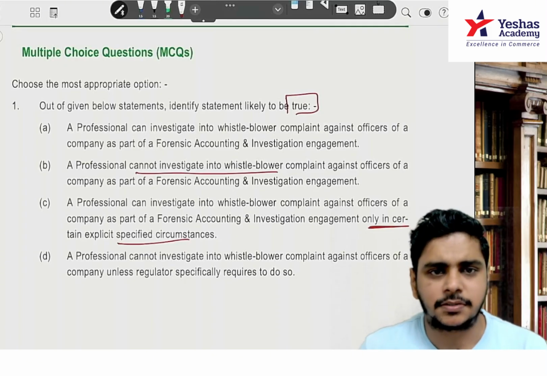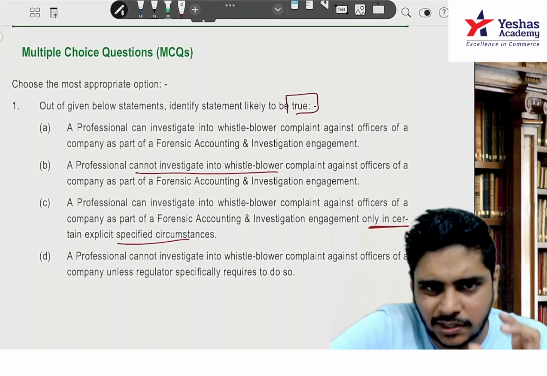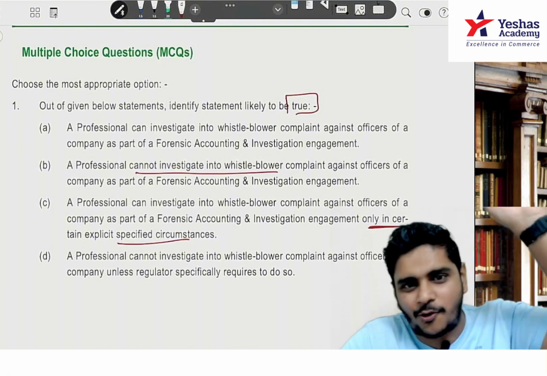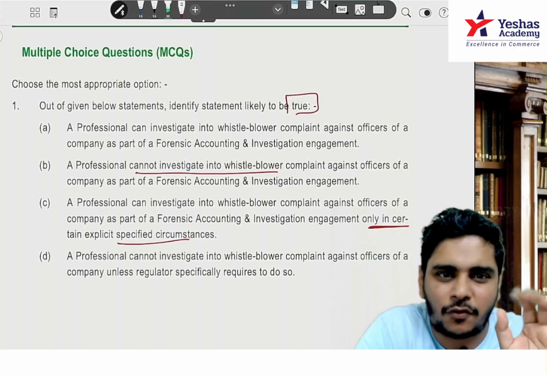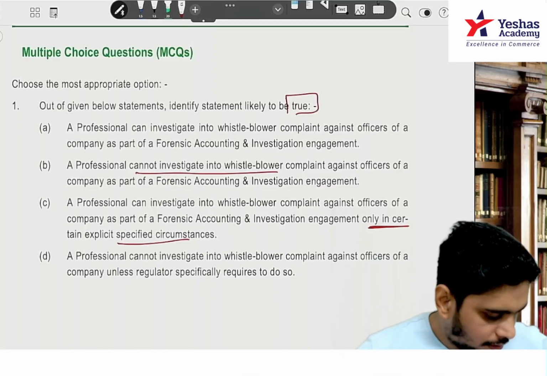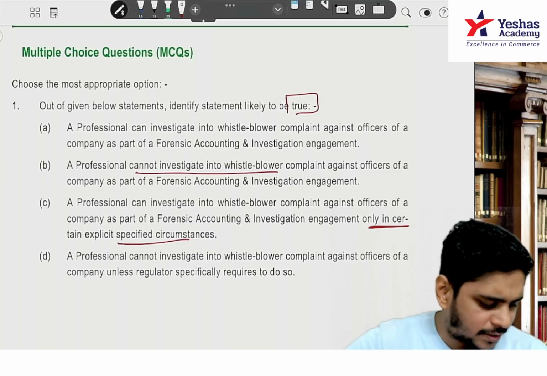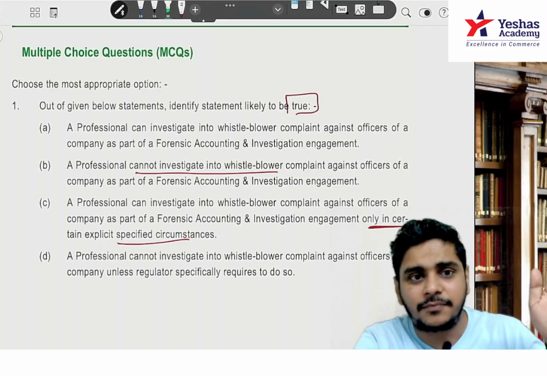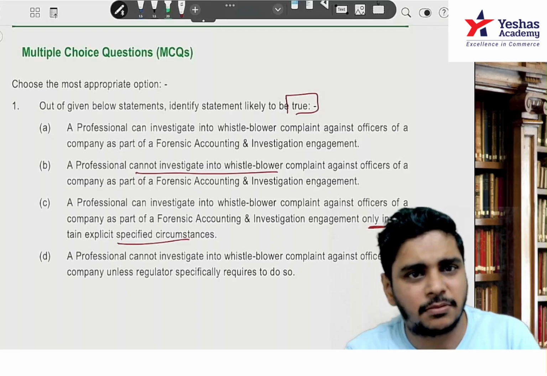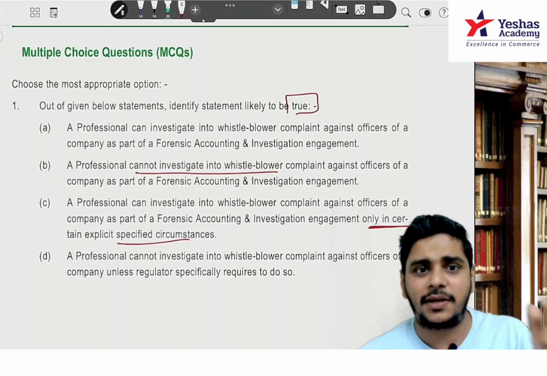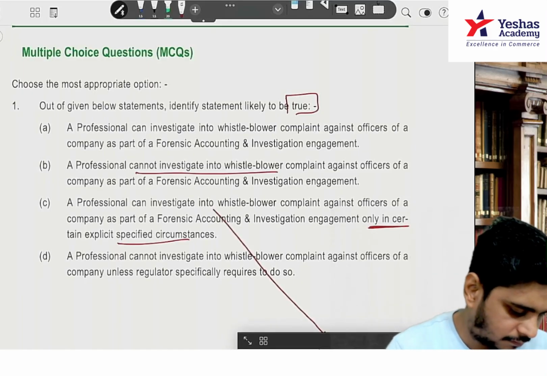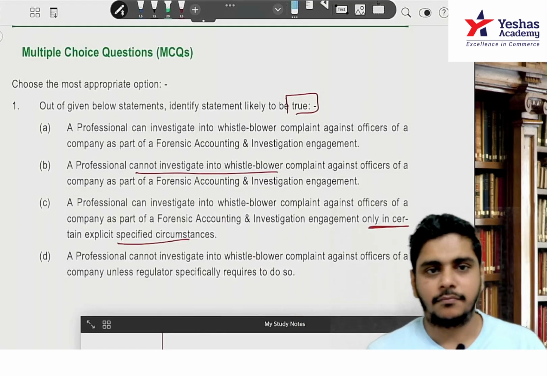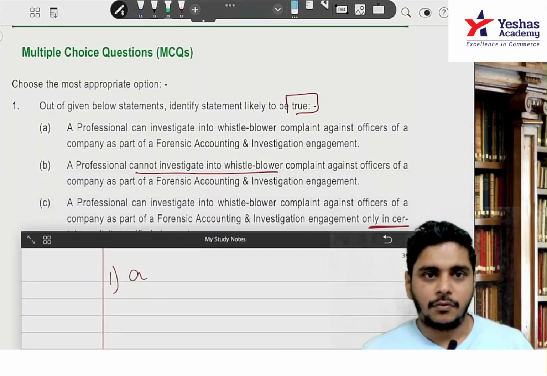See, if there is an "only" in the question, it will be a no. It will be a false statement. Always remember, throughout, in law and audit everywhere, if you see "only", it is a false statement. Next option: a forensic professional cannot investigate into whistleblower complaints against an officer or company unless the regulator specifically requires it. We just did AIL: accounting, investigation, litigation. In investigation we have done whistleblower complaints. It can be possible. I've given you a hidden bug example. Tell me your answer. One answer would be A.